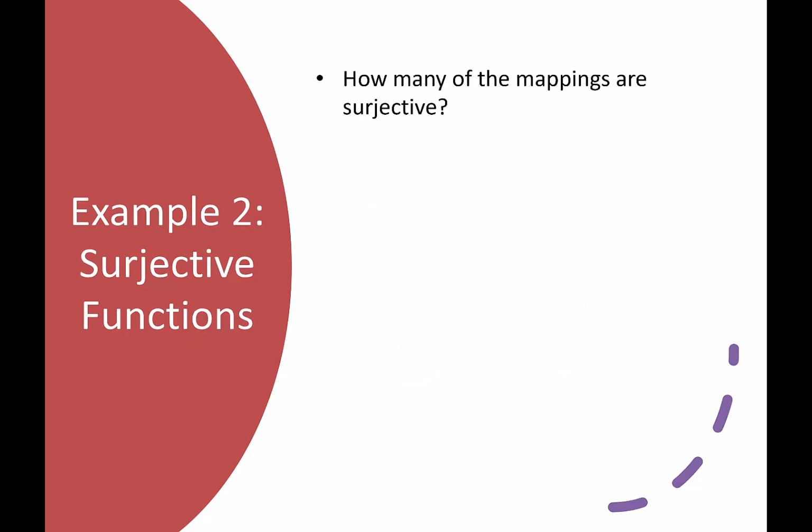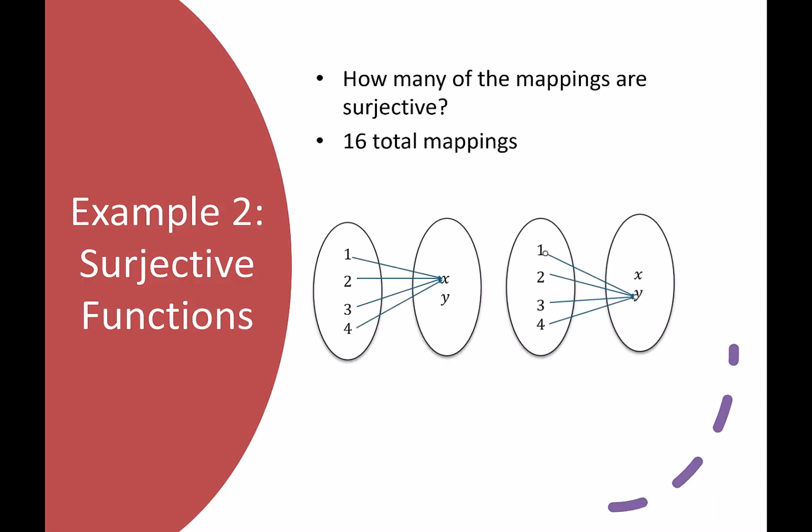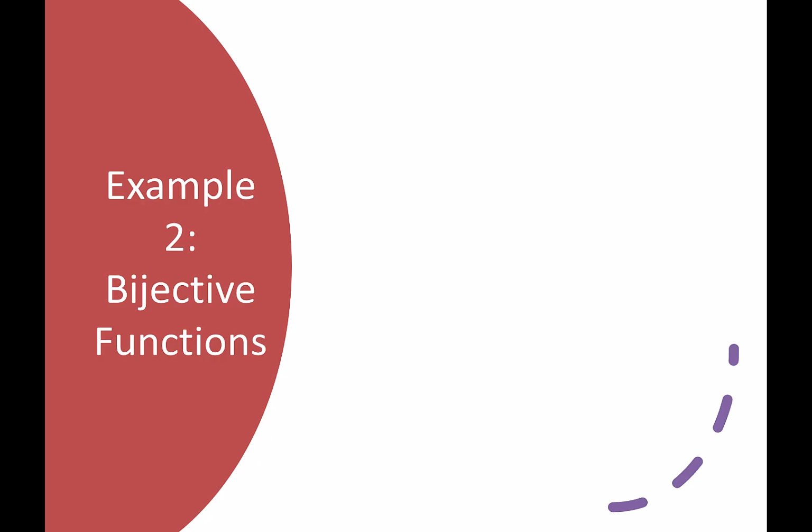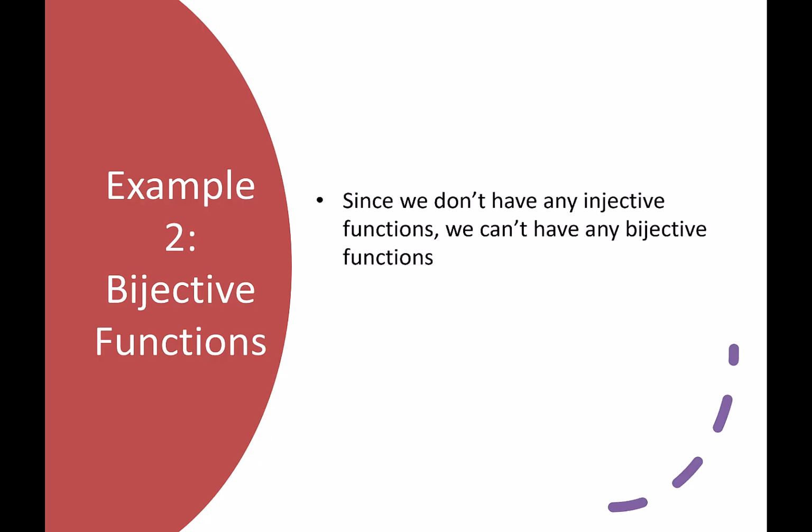But what about surjective? From our 16 total mappings, there are 2 that are not onto. Either all of the elements go to x or all of the elements go to y. So our number of surjective functions is 16 minus 2, which is 14. Let's finish this problem up by looking at the number of bijective functions. Since we don't have any injective functions, we know we won't have any bijective functions.